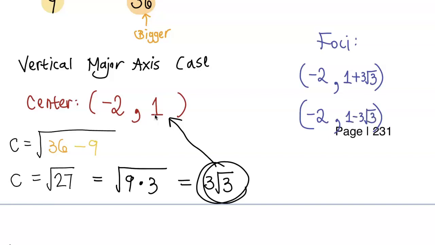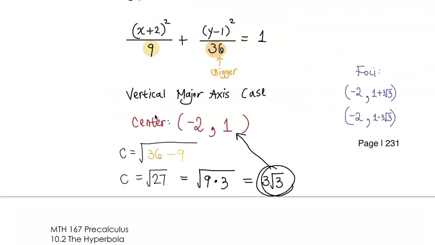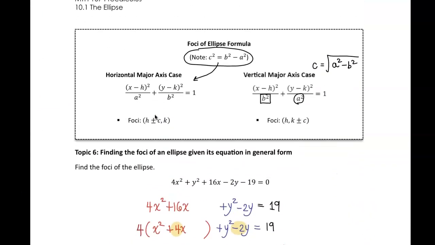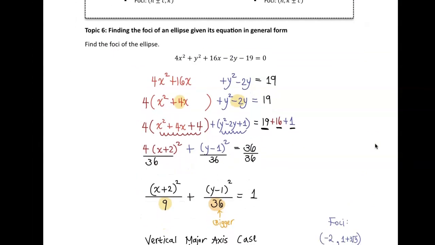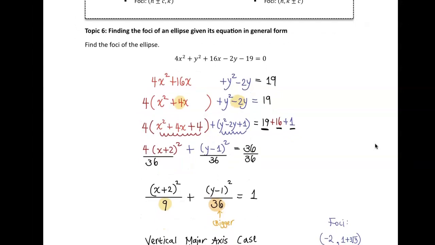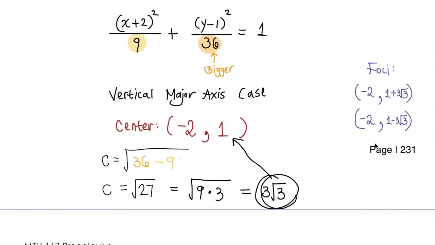So my example, you guys, was a vertical major axis case. You do something very similar for the horizontal major axis case. But this is going to be the hardest problem for section 10.1 because you have to first start by writing this equation in standard form, identify the center, find the c value, and determine whether you should add that c to the x or the y coordinate. And that depended on whether we're looking at a vertical or horizontal major axis case, right?